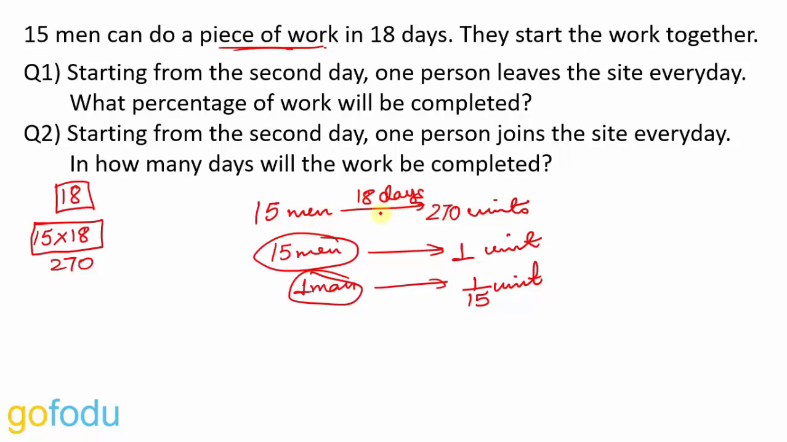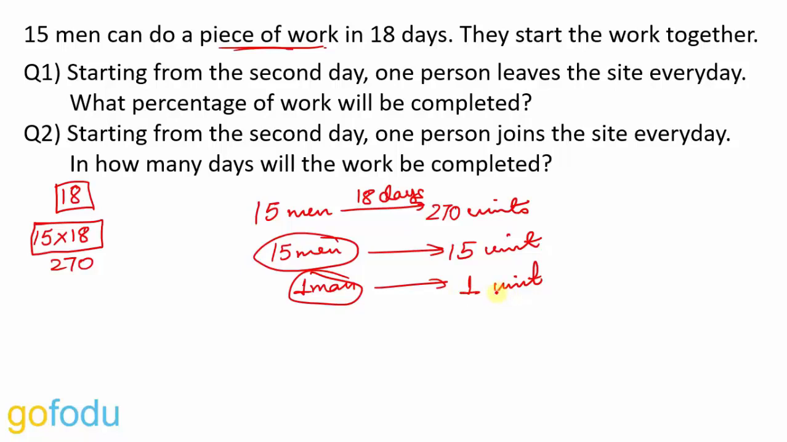Here I'll have 270. Now 15 men in 18 days, they do 270 units of work. So in 1 day, they will be doing 270 upon 18, that is 15 units of work. Now 15 men do 15 units of work in 1 day. One man will be doing 15 upon 15, that is 1 unit of work each day.